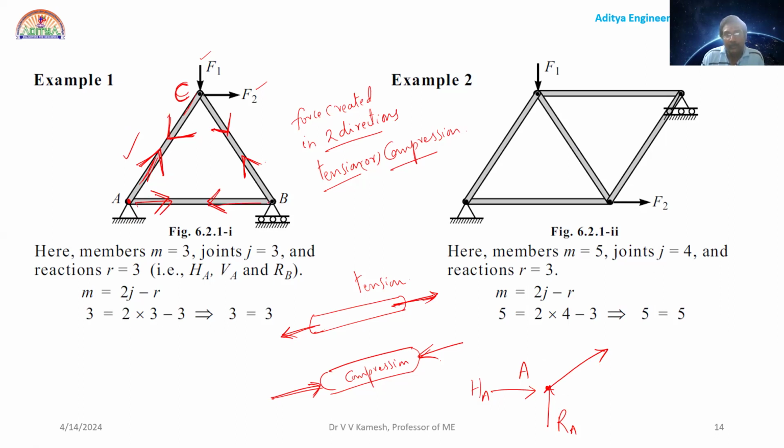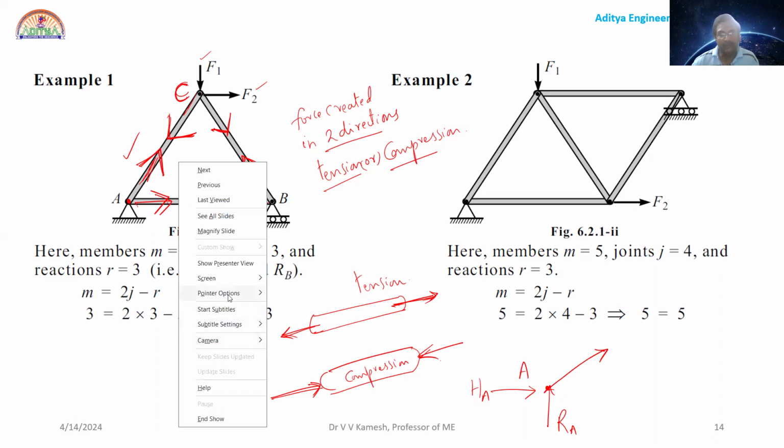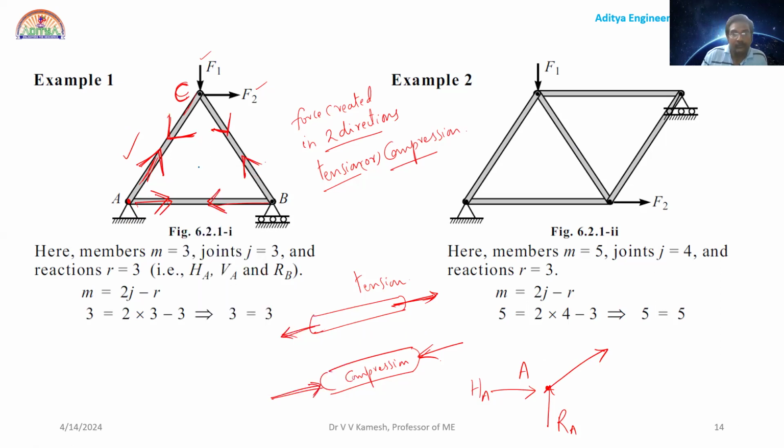That means the force will be created inside AB 2 times, from A in this direction, from B in this direction. So I am writing what are the force that is created inside your member, each and every member. So the force created in AB, I am naming it as FAB. From A, it will be in the right direction. From B, it will be in left direction.